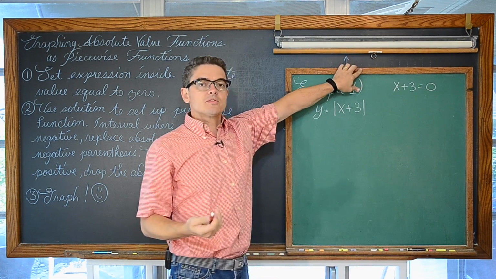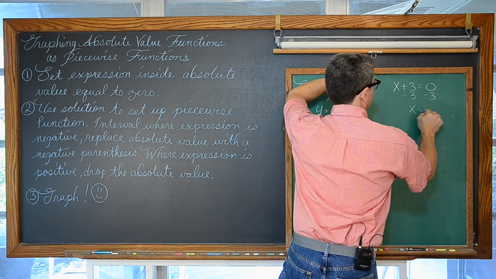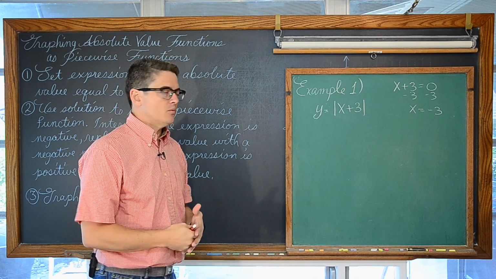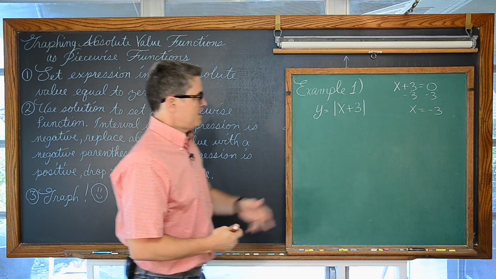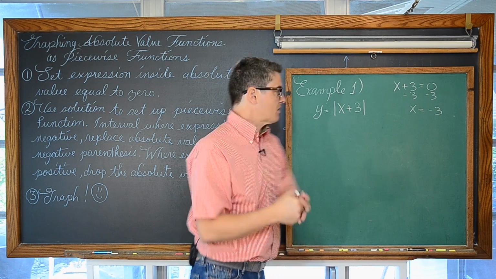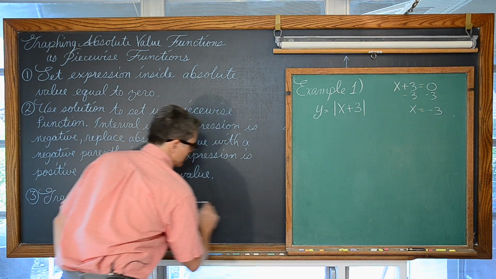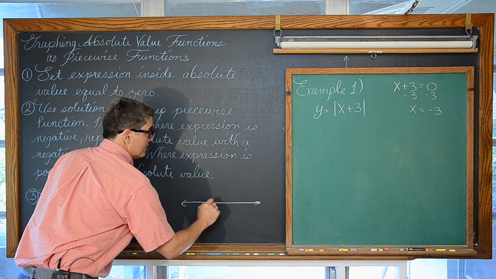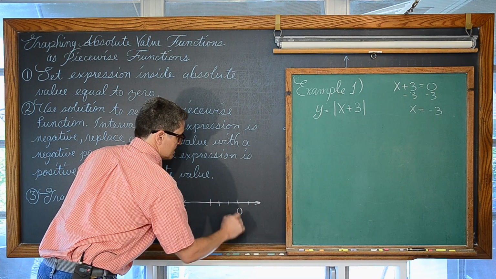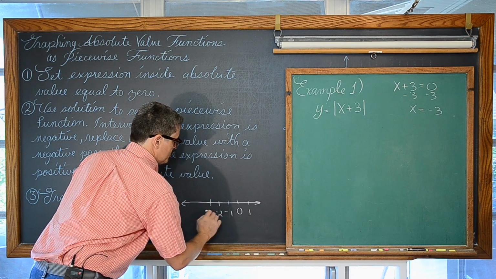Set it equal to 0, solve that. So we're going to subtract 3 from both sides. So -3 is sort of a critical value, if you will. It is the x-coordinate or x value where we're going to have a sharp bend in our graph. And let's see, how about we put a number line down here? We have 0, 1, -1, -2, -3.